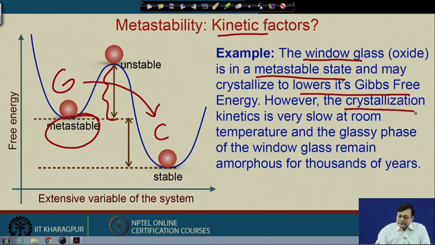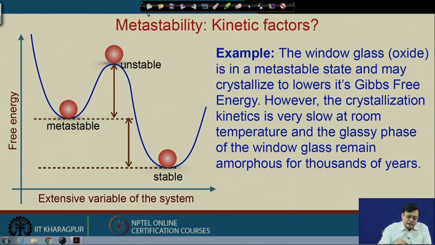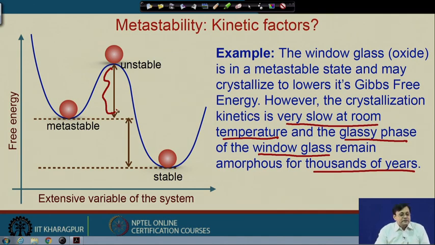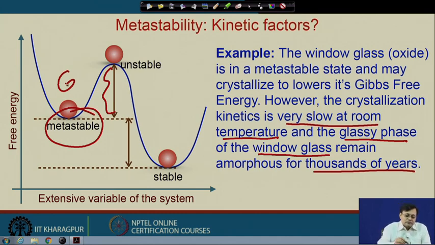However, the crystallization kinetics here is governed by this activation energy, and the crystallization kinetics can be very slow at room temperature, and that is why all these glasses in big temples or mosques or anywhere you will see that the window glasses are stable for thousands of years, because we control the kinetics of the process and we restrict the kinetics, so that the glass remains in the glassy phase for hundreds and thousands of years. And this is the importance of developing all these advanced alloys.